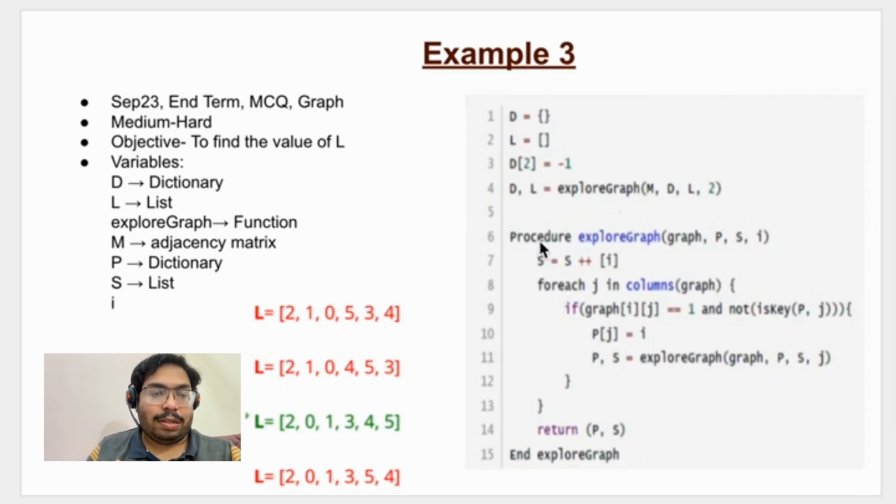And there is explore graph, which is a kind of function. We can see that it is a procedure, and it is passing M. We can see from the question that it is the adjacency matrix. D is some dictionary, L is some list, and 2 is some value, and this is a function. And you can see that here the things change, because M is going to graph, so you need to map it. So it is an adjacency matrix. P here is a dictionary, and S here is the list, and it is I equal to 2 here.